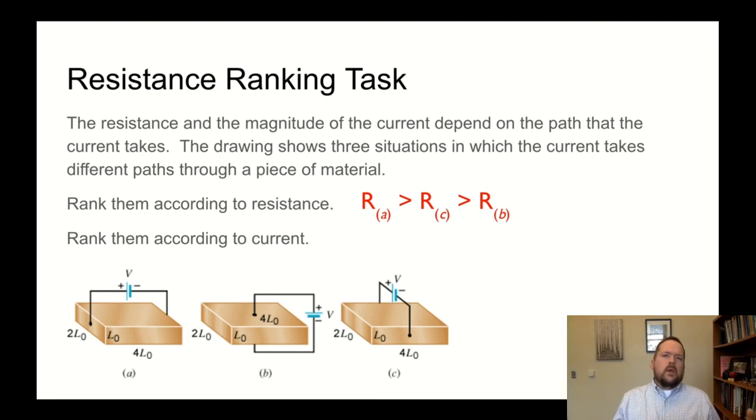So then how do they rank in terms of the amount of current that's flowing through those materials? Well, if B has the least resistance, B gets the most current. And similarly, if A has the most resistance, A is going to have the least current. Current and resistance are inversely related to each other when the potential difference is held the same. So that means the current is the highest through block B and the lowest through block A.